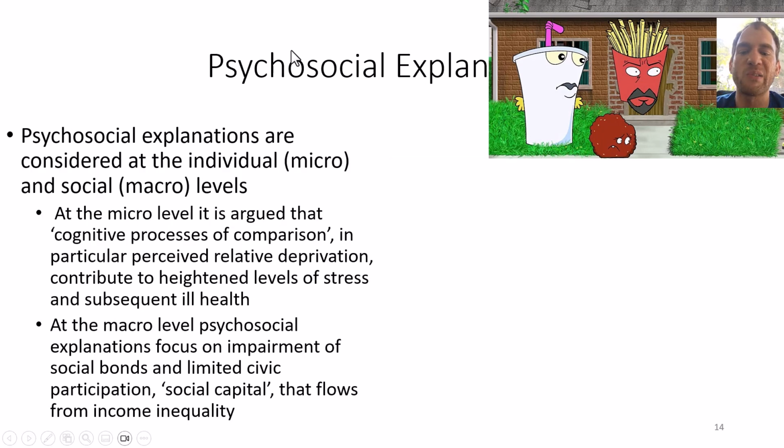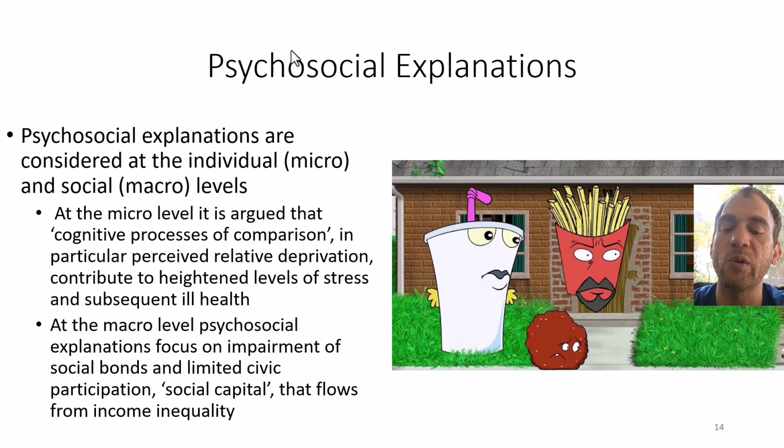All right, moving on to some psychosocial examples. They are considered at the micro, that is the individual, and social macro levels. At the micro level, it is argued that cognitive processes of comparison, in particular perceived relative deprivation, contribute to heightened levels of stress and subsequent ill health. At the macro level, psychosocial explanations focus on impairment of social bonds and limited civic participation, social capital that flows from income inequality. So basically, this is what I already discussed before.